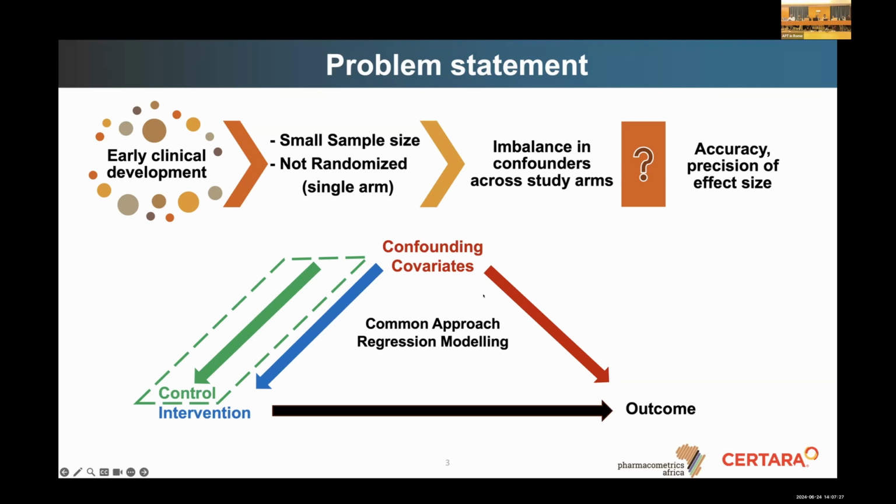And here, there's a challenge of confounding because of the small sample sizes. There might be particular covariates that actually distort that relationship between the treatment you're giving and the outcome. And the result of this is that you have inaccurate or imprecise estimation of the treatment effect.